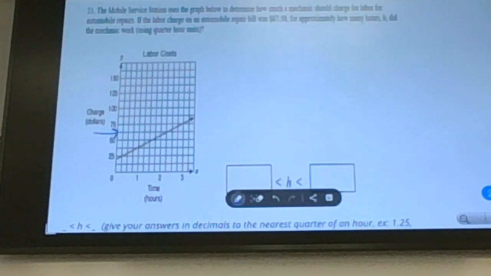6750 is right here. It says if the bill was 6750, how many hours? Here's the hours right here. It was 2 hours and 15 minutes for 6750. Halfway between 50 and 75 is 6750. So when I go down from here, it's at 225 because these go 225, 250, 275, 3. So in here, it has to be between 2 and 2.5.